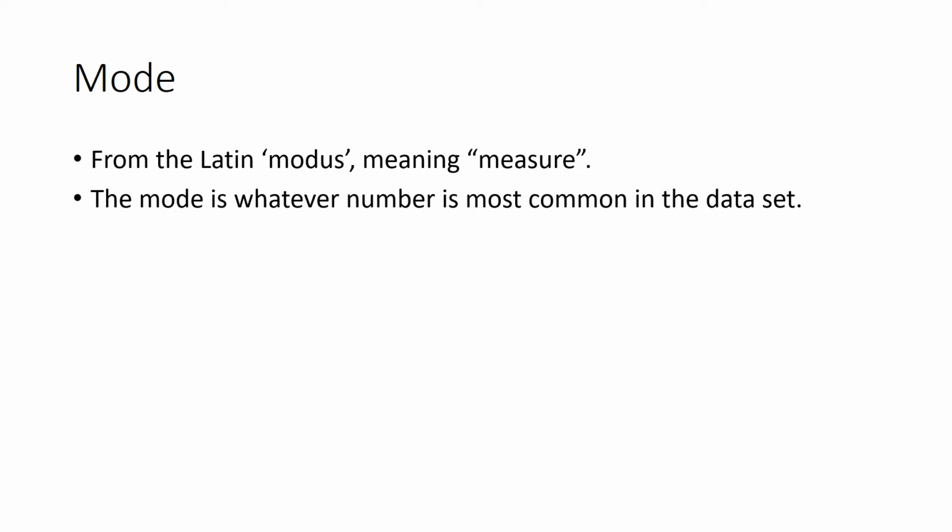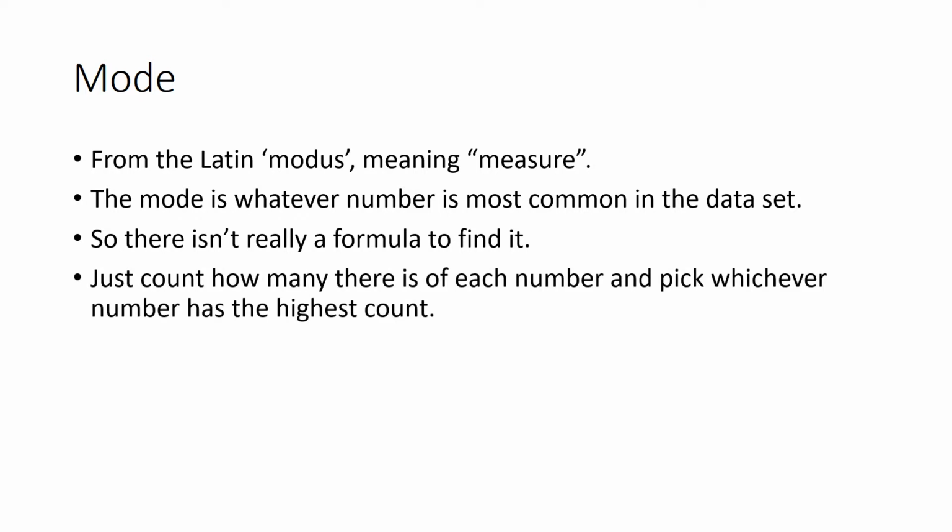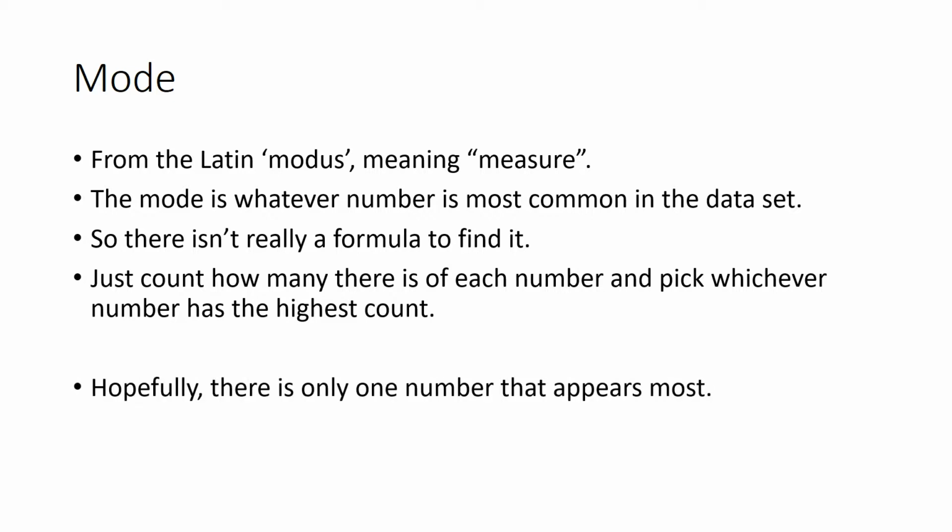The third way of doing it is called the mode. And this is from the Latin word modus. This one means measure. And the mode is whichever number is most common in your data set. So there isn't really a formula for this, unfortunately. You just have to count how many there are of each number, and whichever number has the highest count, that's your mode. Hopefully there's only one number that appears more than the rest.